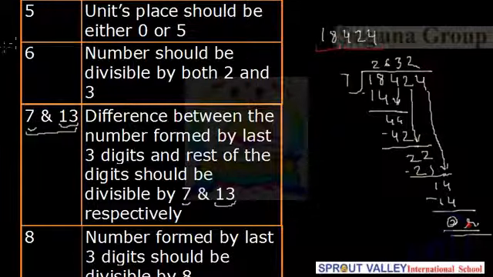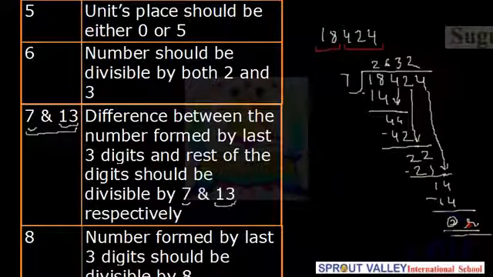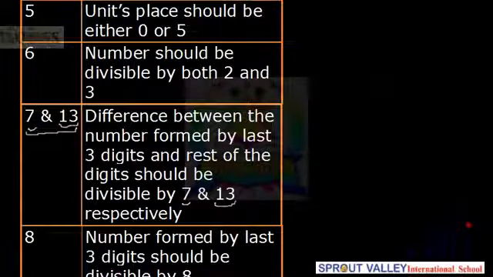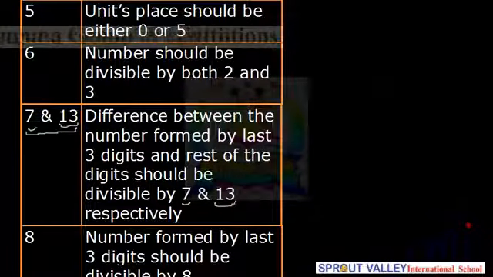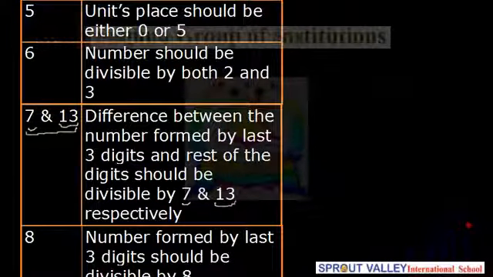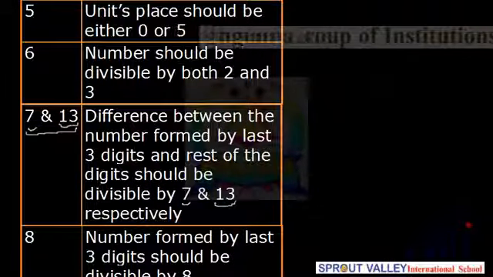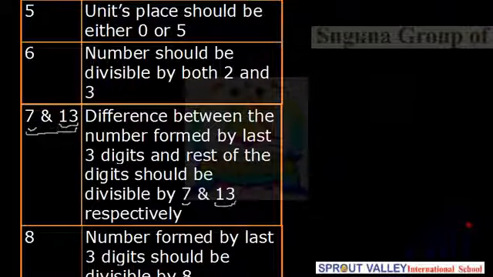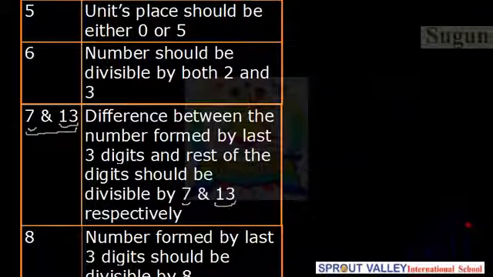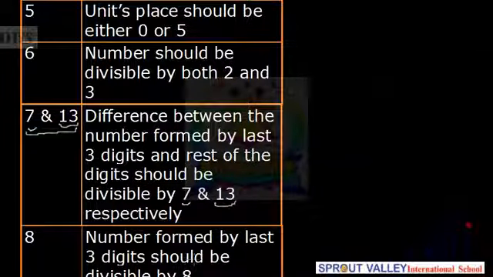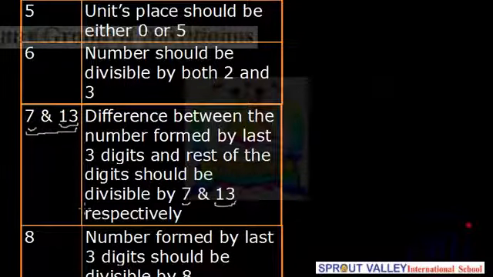And now let's check the divisibility rule of 13. Divisibility rule of 13 says the difference between the number formed by last three digits and the rest of the digits should be divisible by 13, right? I have written these two rules together because both of them sound the same. So it will be easier for you to remember the rules. That's why I have written them together, right?